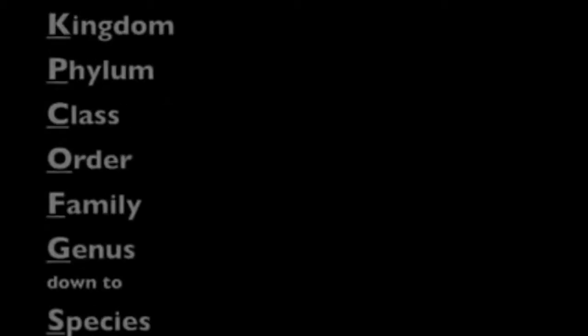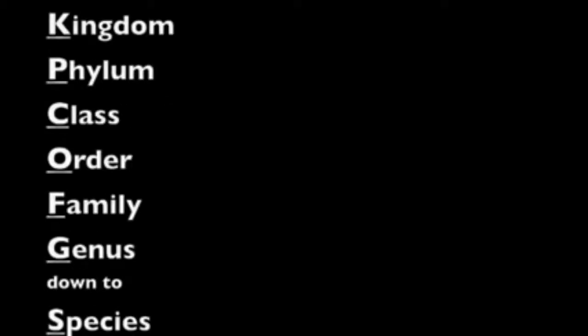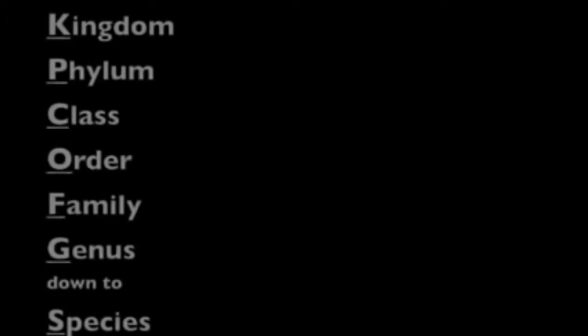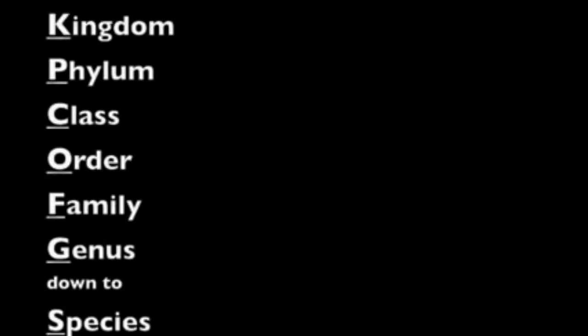Organisms. Well, let's see if Mr. Simons can help. 1, 2, 3, 4. King Philip Papa Bread, and he got said. It's the kingdom, phylum, class, and order, family, genus, down to species.